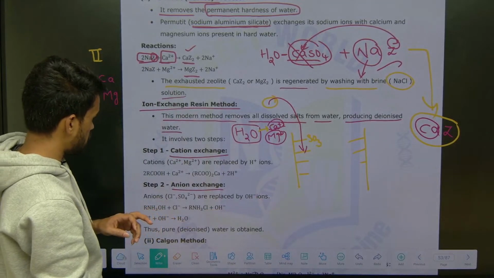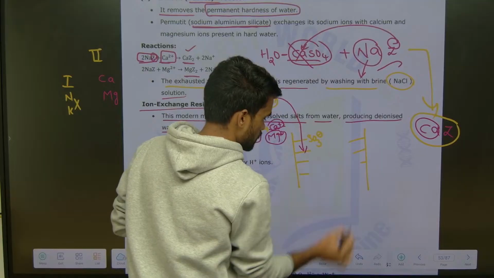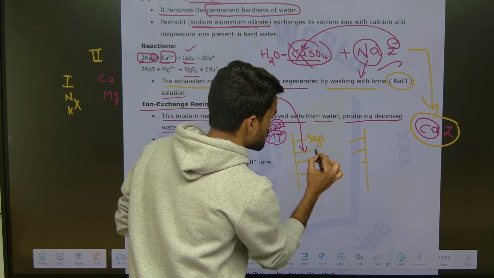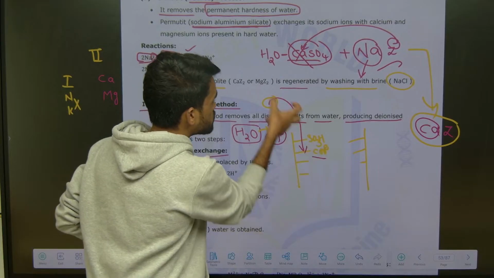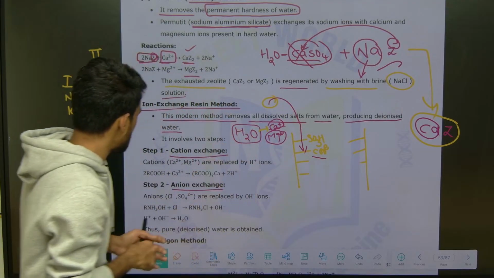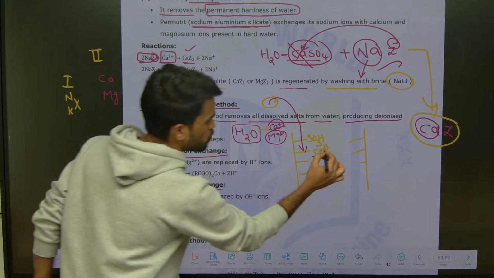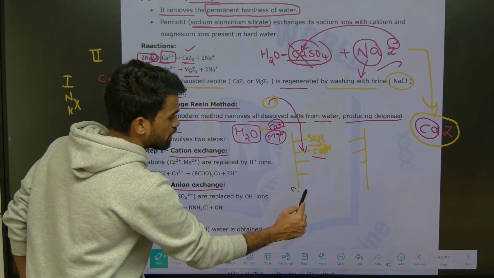SO3H minus should be there, like SO3H minus, like this. Other ways, COO minus groups are there. So what will these groups do? They will attract all the cations. See here, we have a carboxylic acid group and a sulfonic acid group in this cation exchange resin.